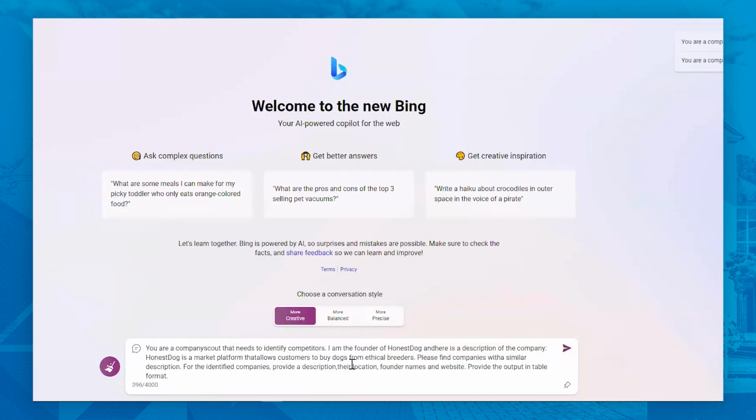So what you can say is, okay, you are a company scout that needs to identify competitors. I'm the founder of Honest Dog. And here is a description of the company. Honest Dog is a market platform that allows customers to buy dogs from ethical breeders. Please find companies with a similar description. For the identified companies, provide a description, their location, founder names, and websites. Provide the output in table format.